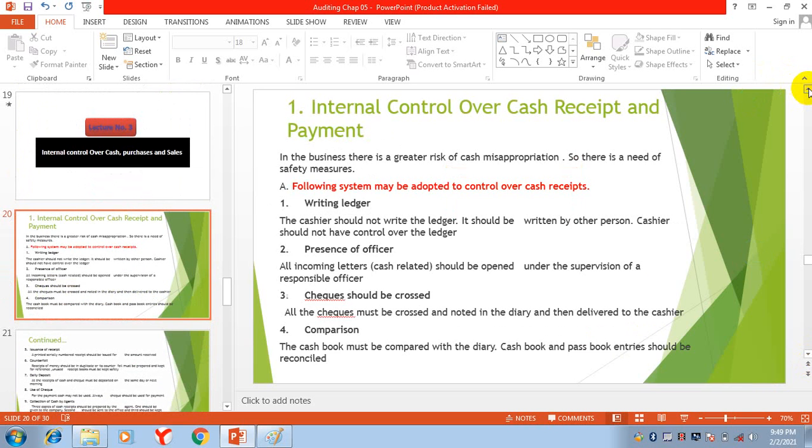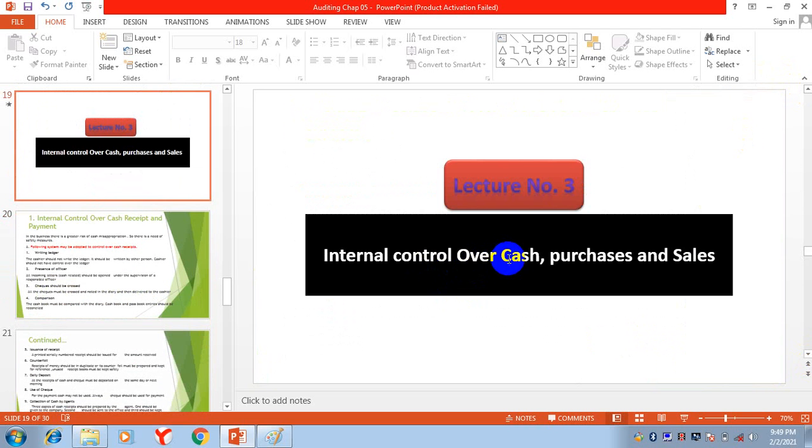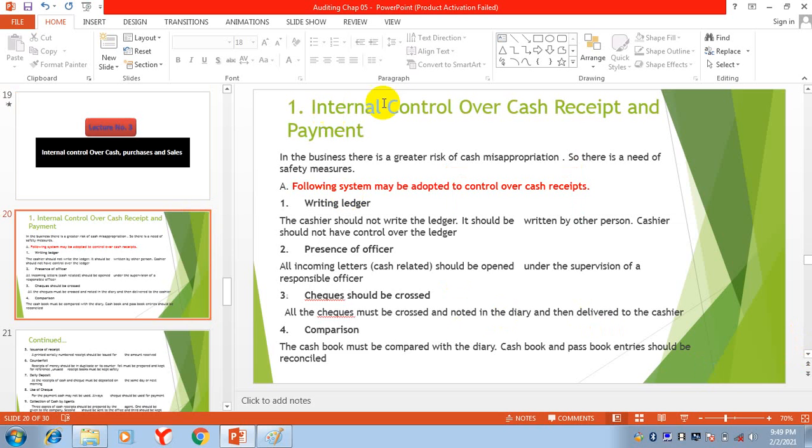Now the next topic is internal control over cash, purchases and sales. How will we keep an internal check over cash, over purchases and over sales? The first thing is internal control over cash receipts and payments. How will we keep a check on the cash receipts and cash payments? There will be a complete procedure of internal control over cash receipts and payments.